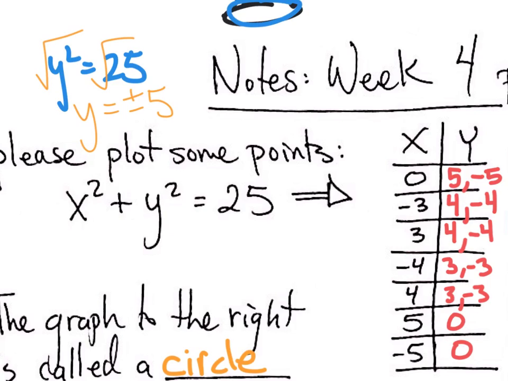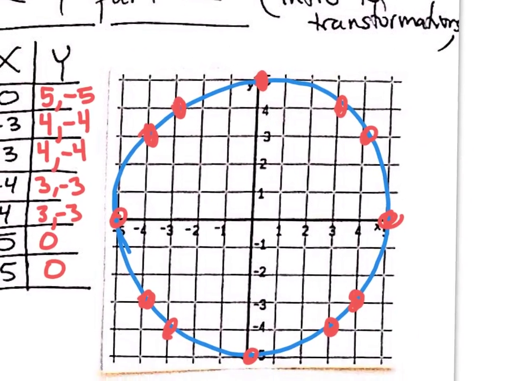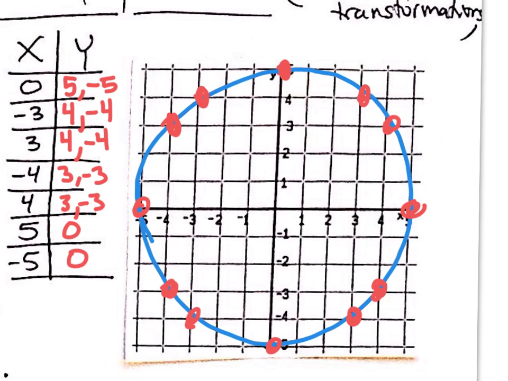So, when we plot these points, we end up with all these points here in red. 5 comma 0, negative 5 comma 0, and so on. And these are the 3's and 4's. So x is 3, y is 4, x is 4, y is 3. Similarly over here, x is negative 4, y is positive 3. So on and so forth.